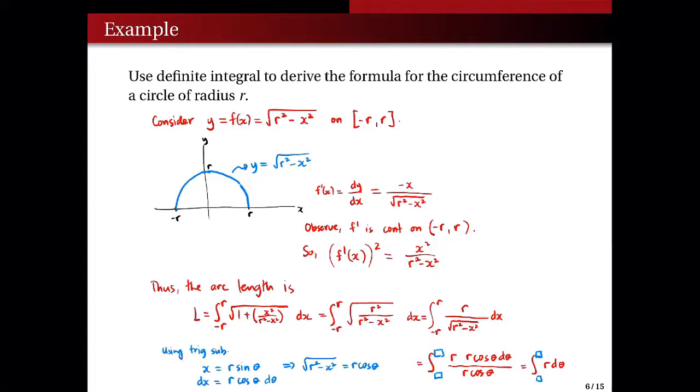So if we need the complete calculation for this part, let me just write it. From here, we will have square root of r squared minus r squared sine squared theta. We factor out r squared, so we will have square root of r squared times 1 minus sine squared theta in here.